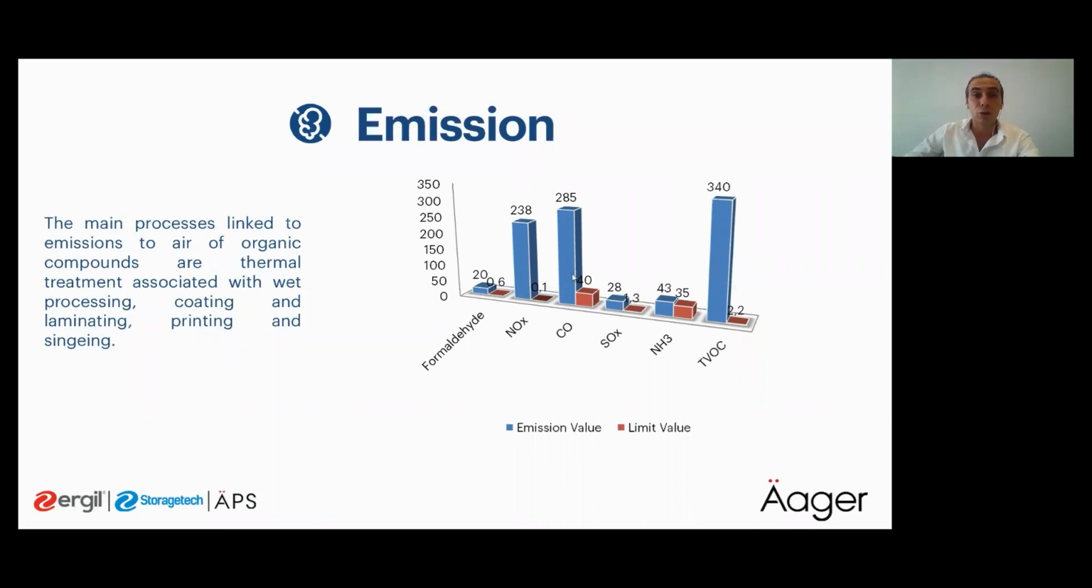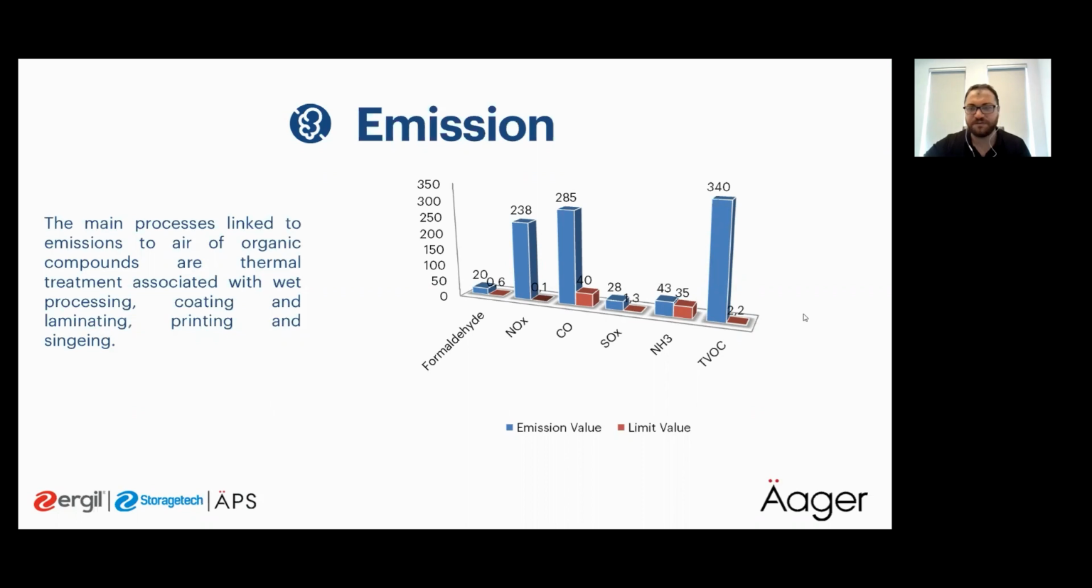For carbon monoxide, which in the air turns into carbon dioxide, the limit value is 40, and the emission value is 285. And the other highest one is the total volatile organic compounds. Also, it has odors, the bad smells. The limit value is 2.2, and the emission value from the textile factories is 340.